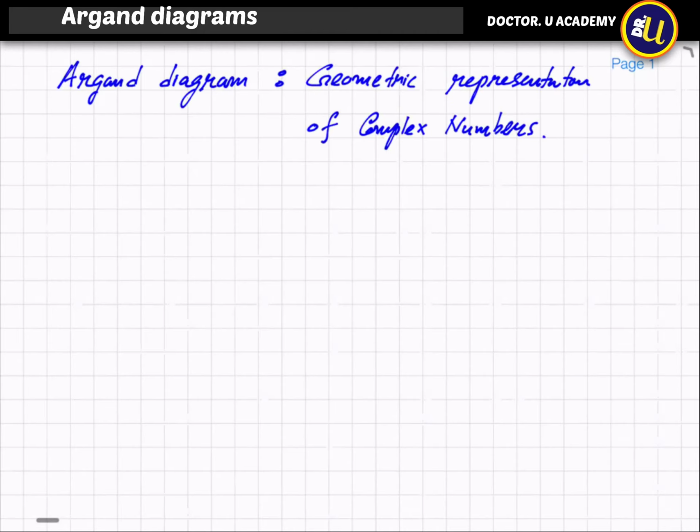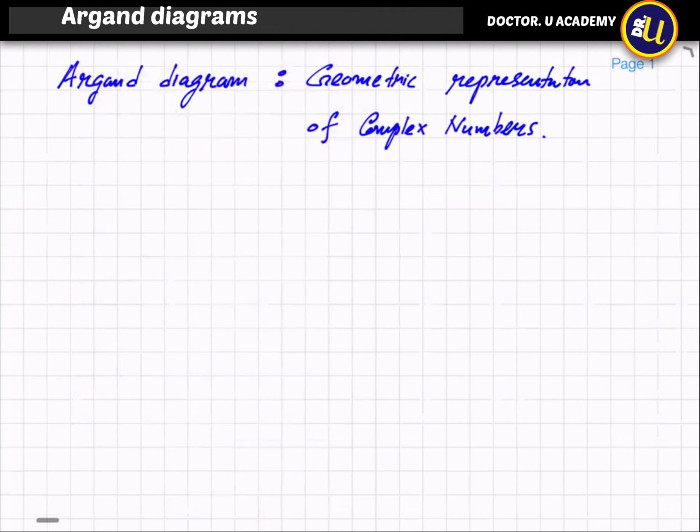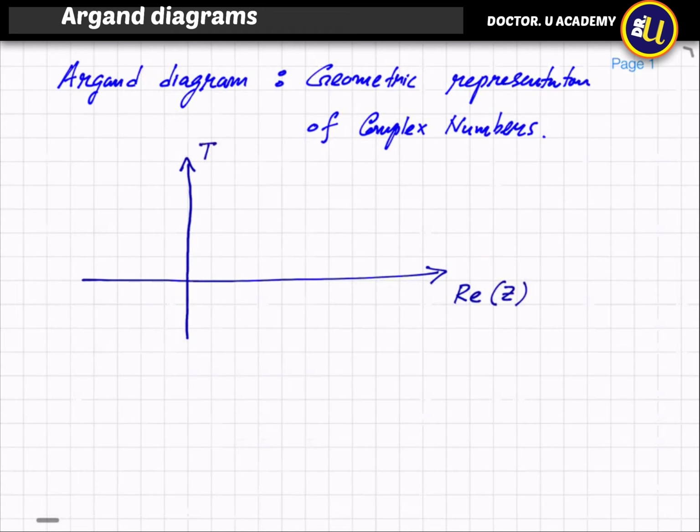So yeah, the Argand diagram is the geometric representation of complex numbers. Now we will understand how this Argand diagram looks. The Argand diagram has xy axes, right? But the x-axis is considered to be real of z, so we call that the real axis. The y-axis we call the imaginary axis, so imaginary of z.